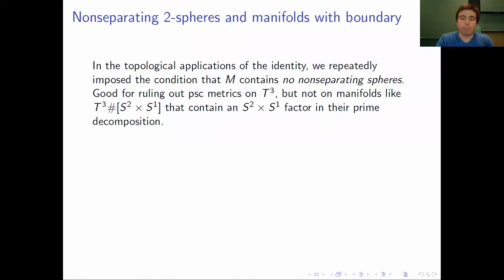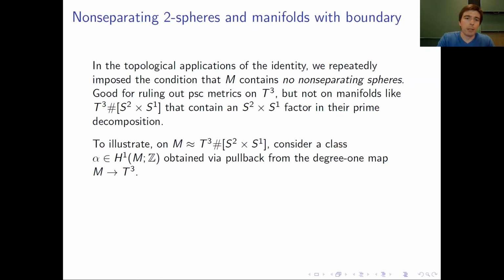3-manifold. Okay. So to illustrate on T3 connect sum S2 cross S1, you can consider some degree 1 cohomology class given by pullback from the degree 1 map. Consider the map into the T3 factor, take your favorite degree one form class there. Okay, so maybe I'll try to make a little picture on the board here. Right, so what could go wrong?